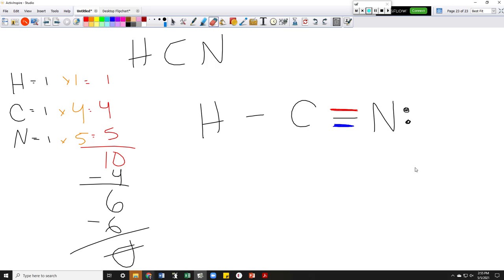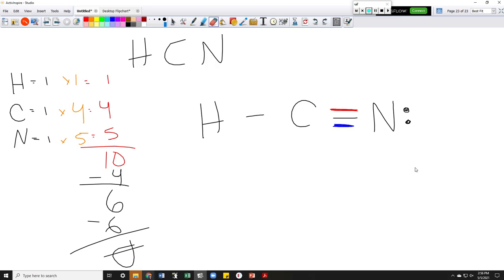AB2. Now let's be very honest. What is the shape of that? It's a linear line, right? That's it. Okay? It's a line. It's linear. So as soon as you make it linear, what's the bond angle? 180. Now we got to get to polarity.